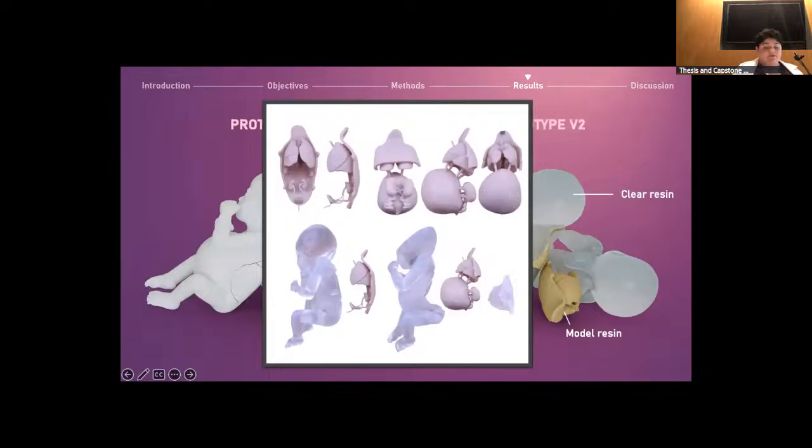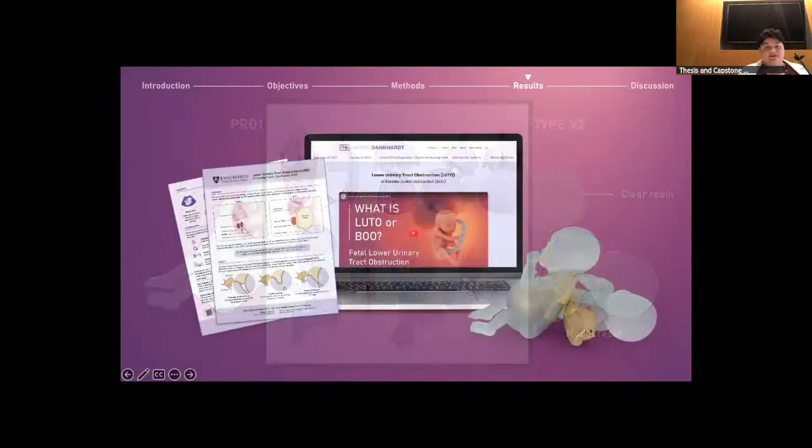The reviewers liked some of the models, though some people raised concerns about the emotional impact, so these have been revisited. With the patient education materials completed, let's look at the results of the survey.